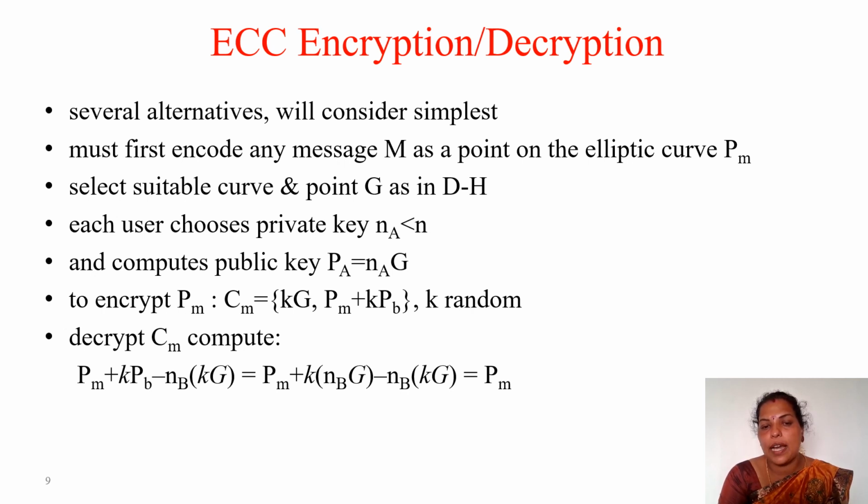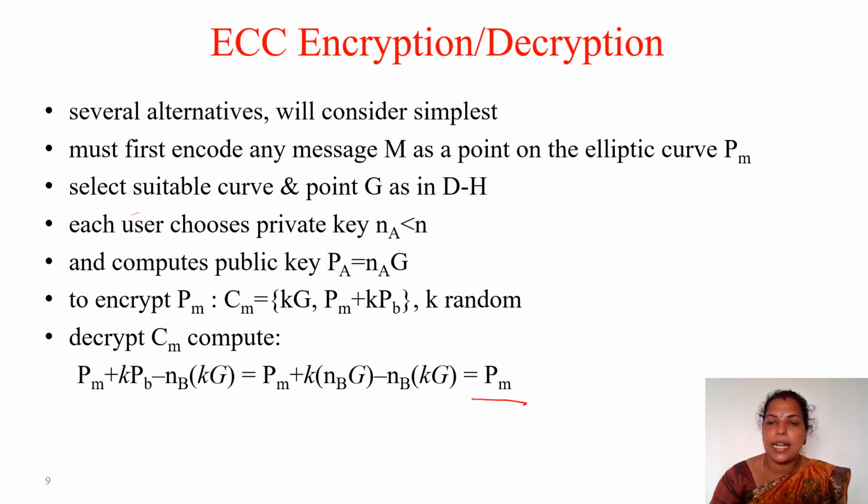Then we substitute that. Instead of PB, what is the PB value? It is NB times G. So we substitute that value: PM plus k NB G minus NB kG. Both cancel out, the positive as well as the negative value, and finally we get the plain text, that is PM. Here we are getting the plain text.